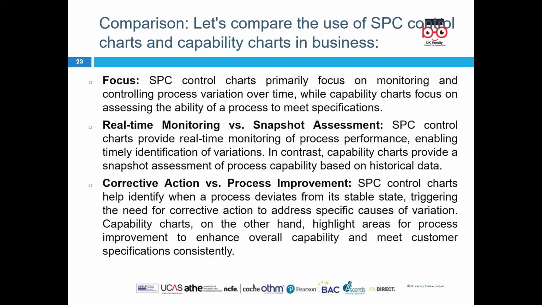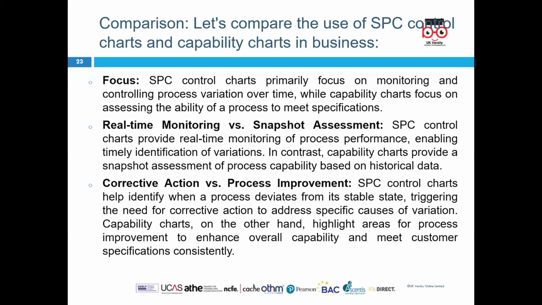Then, real-time monitoring versus snapshot assessment. SPC control charts provide real-time monitoring of process performance, enabling timely identification of variations. In contrast, capability charts provide a snapshot assessment of process capability based on historical data. Then we have corrective action versus process improvement. SPC control charts help identify when a process deviates from its stable state, triggering the need for corrective action to address specific causes of variation.